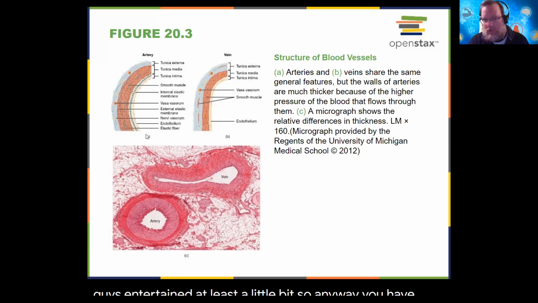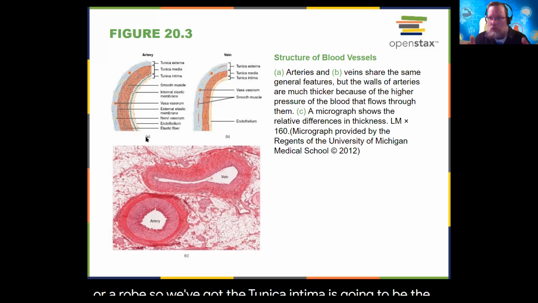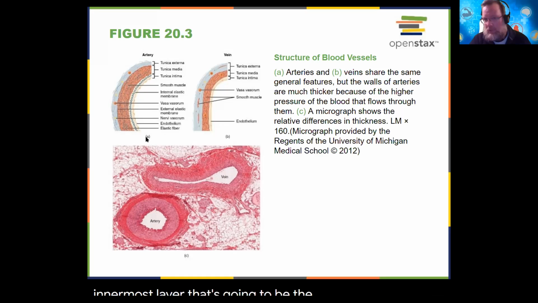So anyway, you have that epithelial lining that is going to be where the blood is making contact. That's going to be called the tunic, the internal tunic specifically. So a tunic is kind of like a cape or a robe. So we've got the tunica intima, which is going to be the innermost layer. That's going to be the epithelium. There's a little bit of connective tissue there as well. You can kind of see the squiggly dark line. And again, I have bigger images or illustrations I'll show you in just a second.